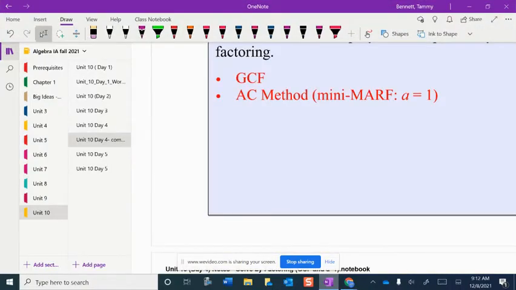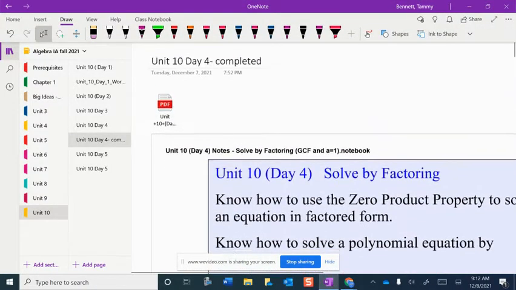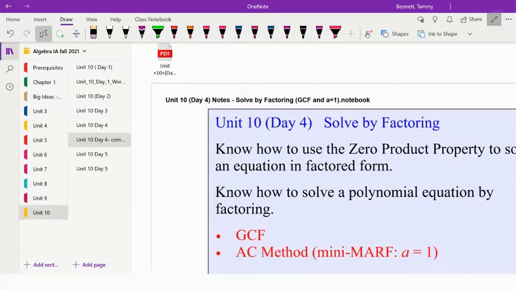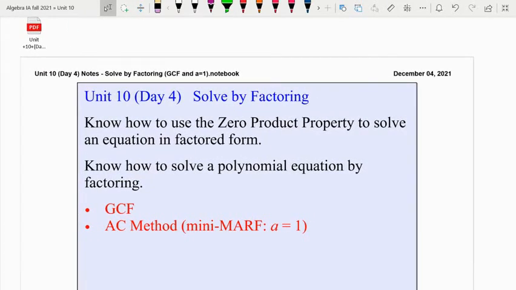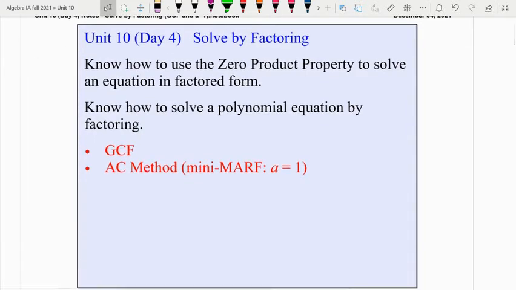All right, so we're going to cover Unit 10, Day 4, which is solved by factoring. Make sure you know how to use the zero product property to solve an equation in factored form. That's one of our goals. Second goal, know how to solve a polynomial equation by factoring. Make sure when you're factoring, you're doing the greatest common factor first, then the AC method.